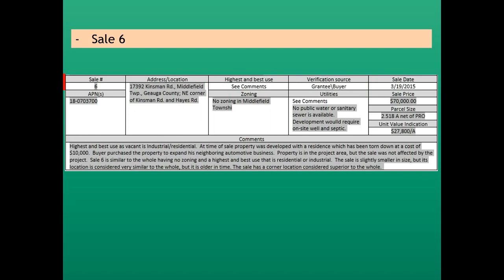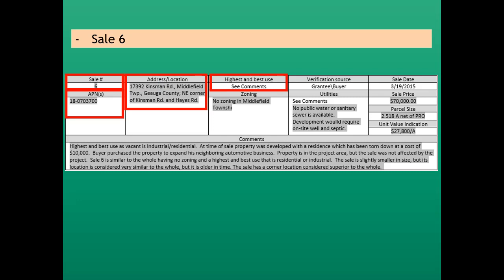And finally, we're going to look at sale 6. Here's the grid for it. There is the auditor parcel number. It is 17392 Kinsman Road in Middlefield Township, Geauga County, and it is the northeast corner of Kinsman Road and Hayes Road.